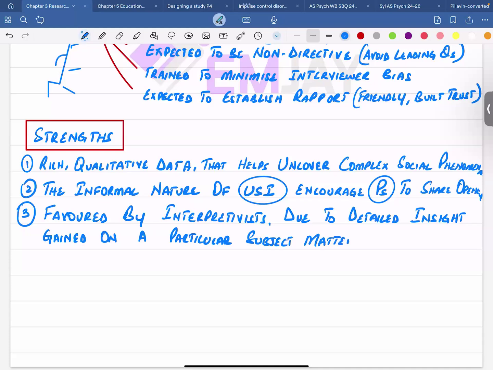So interpretivists tend to support the idea of using unstructured interviews because of the detailed insight you might gain on a particular subject matter.